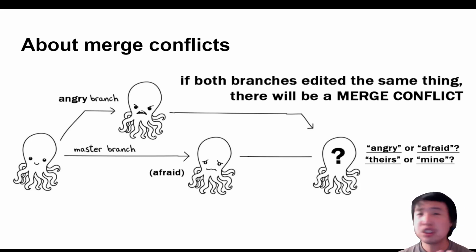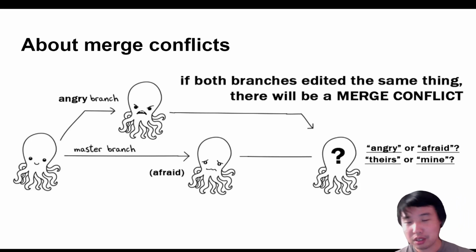Git does not magically know what your intentions are. It needs you and your team to have a very adult conversation about what the face of the octopus should be, and then choose.